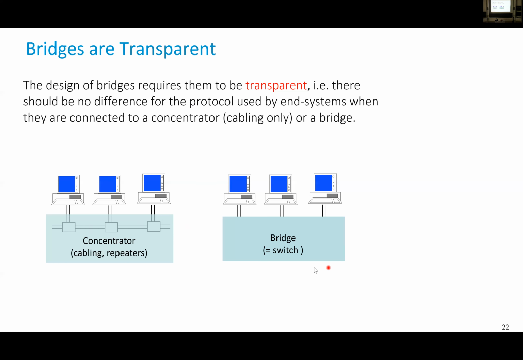If we replace this by a switch, then the requirement was that from the host viewpoint, it should be the same. You don't see the difference, which forbids the bridge to be an IP router, for example. You cannot analyze IP headers because really, if you're connected directly or not, you will see the difference here.